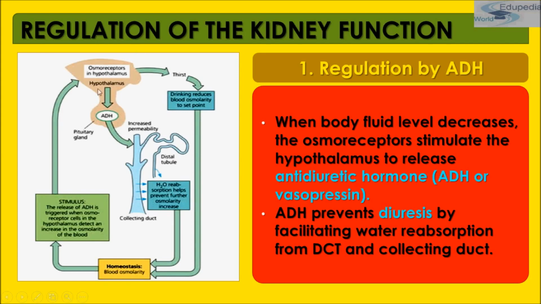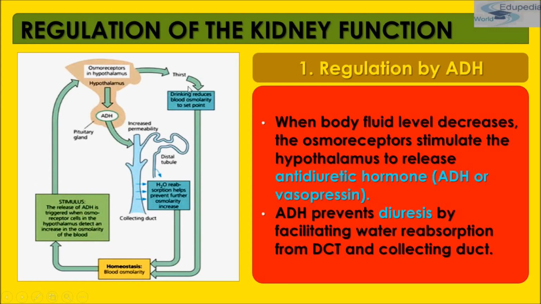ADH has been secreted by the osmoreceptors present in the hypothalamus. This ADH causes reabsorption of water from urine, and it makes the urine hypertonic. As you can see, this is the collecting duct wall. Now the wall has become more permeable due to ADH. H2O reabsorption helps prevent further osmolarity increase, and thus it maintains homeostasis of blood osmolarity. The release of ADH is triggered when osmoreceptor cells in the hypothalamus detect an increase in the osmolarity of the blood.